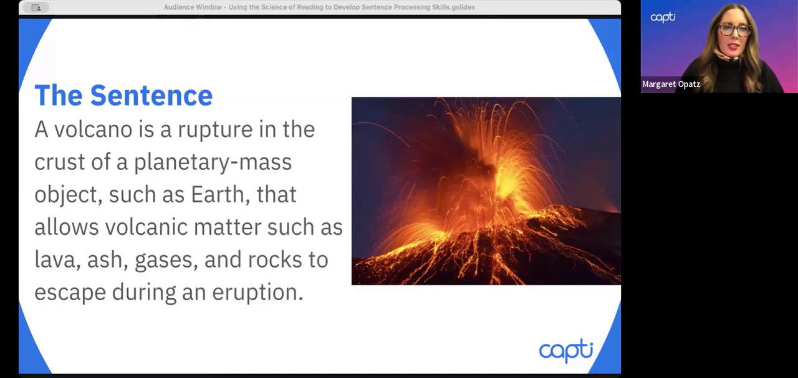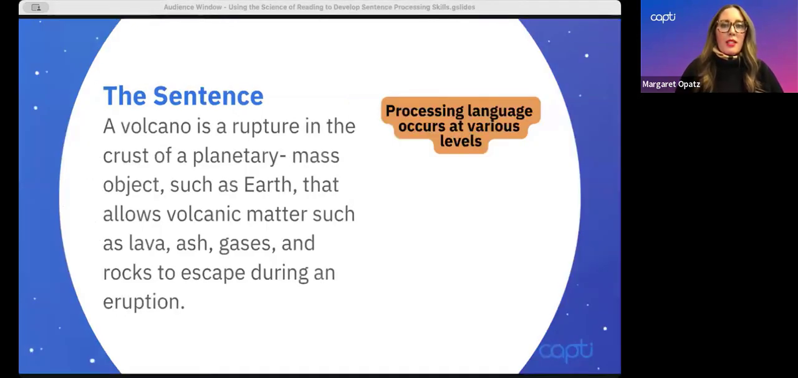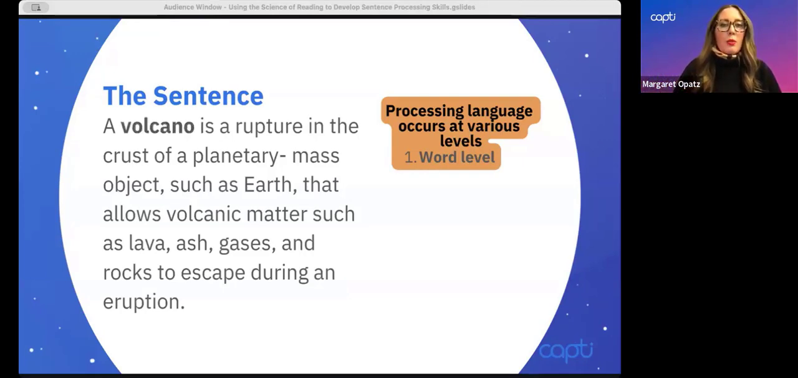So when we look at the sentence, we actually know that processing language will occur at various levels. So first, students have to be able to process at the word level. So that means that they have to be able to understand what each of these words really means, and then they can put them together to contextualize. So at the word level, students would have to understand the word volcano. I picked volcano because I think most people know what a volcano is, and that really is the thing that we're talking about here.